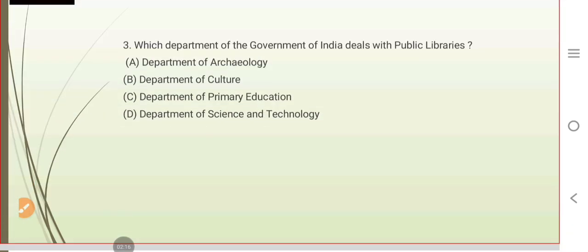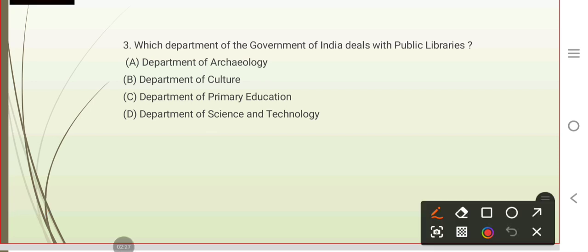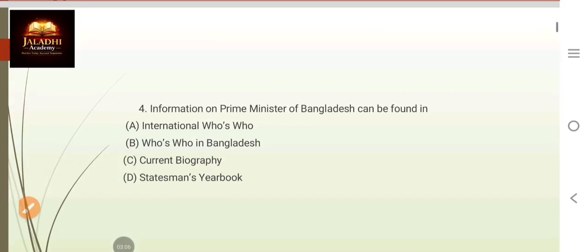Which department of the Government of India deals with public libraries? We'll see the options one by one. The Department of Archaeology is for monuments, not for libraries. The Department of Primary Education is only for schools, not for public libraries. The Department of Science and Technology focuses on research. The one option left is the Department of Culture. The Department of Culture of the Government of India deals with public libraries. Then move to the next question.